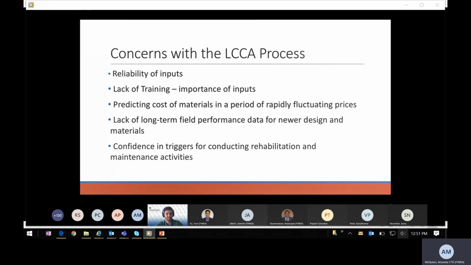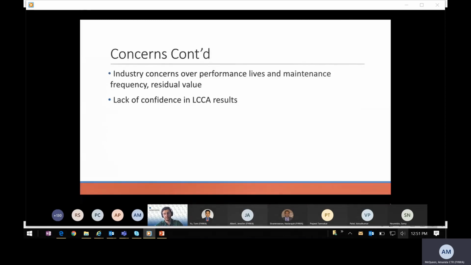Next slide. Again, these are just a few more continued concerns that we found, which are common. Industry concerns over performance lives, maintenance frequency and residual value, and also lack of confidence in the overall LCCA results. Now, I'd just like to say on this note, as FHWA continues to review the pavement design policy, they will be considering these concerns in developing future program efforts.